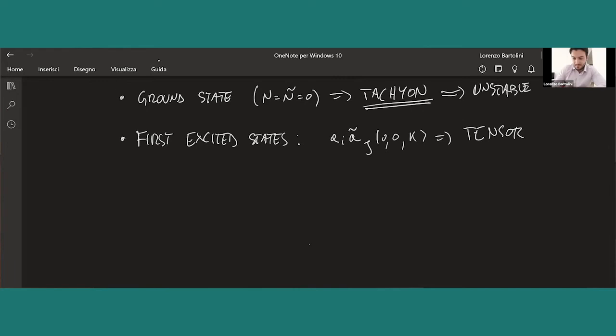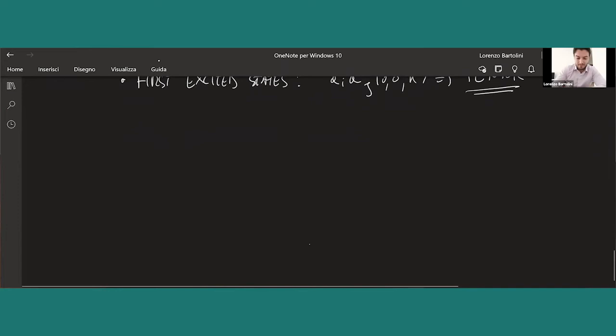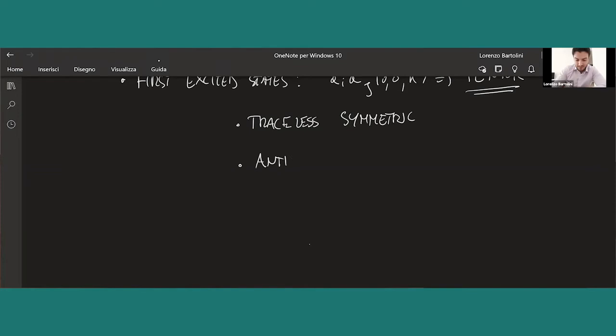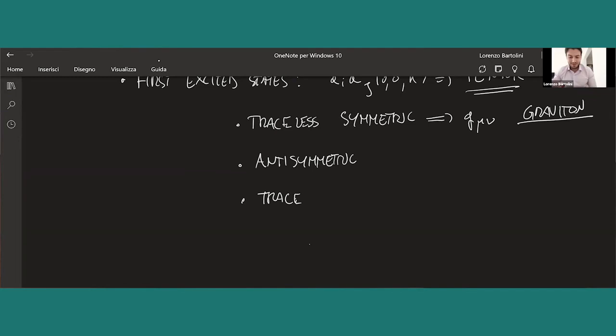And so it carries two indices, and in general this will be a tensor. And how can you decompose a tensor? You have a component that is traceless symmetric, and then you have an antisymmetric one, and then you have the trace, and we can give names to these objects. The first is usually called G mu nu, and is a particle of spin 2, and it must be a graviton. So surprise: they quantized the closed strings, originally to model hadrons and to create a theory of strong interaction. And among all the problems, there is a graviton.